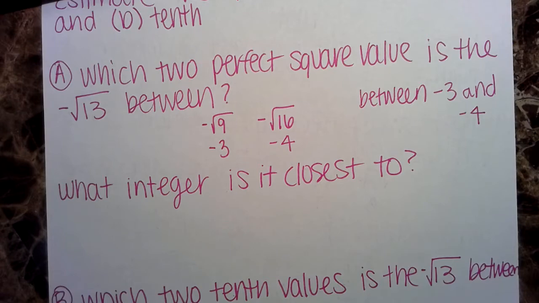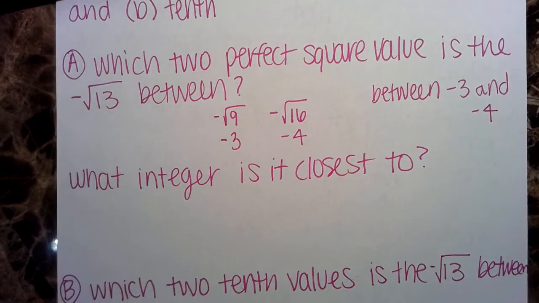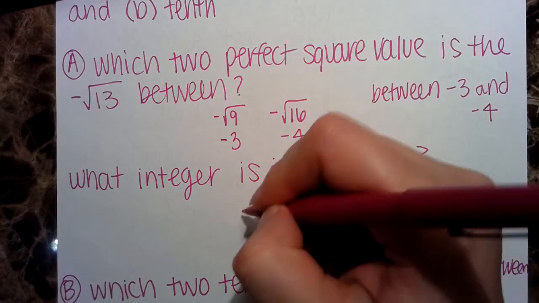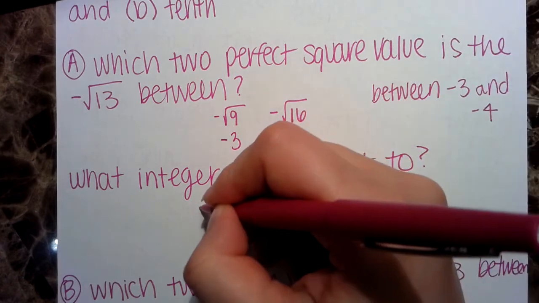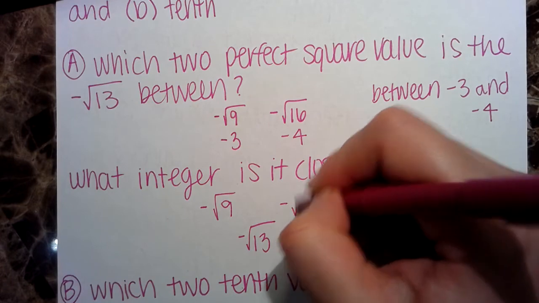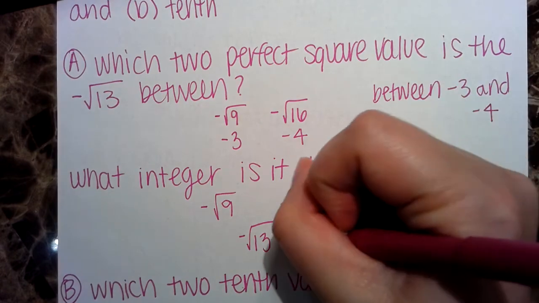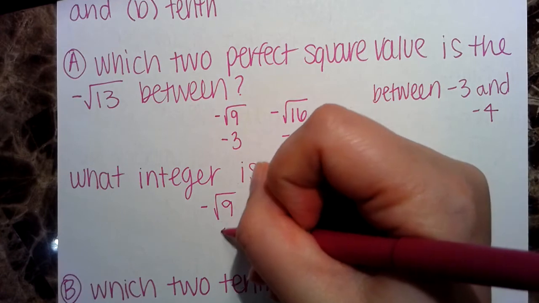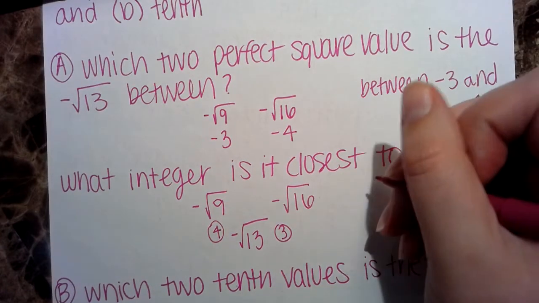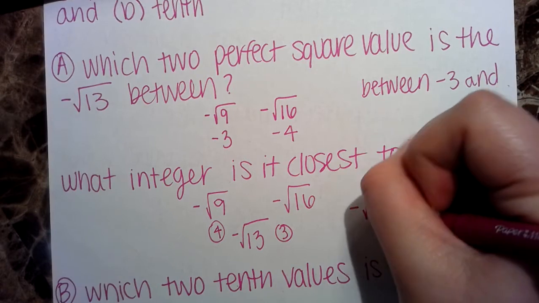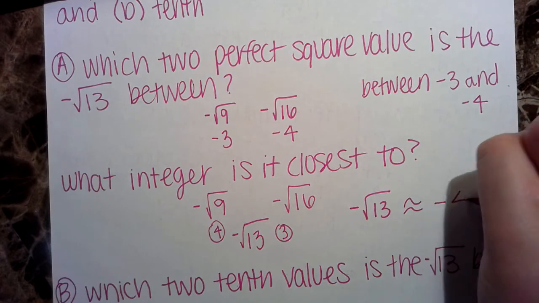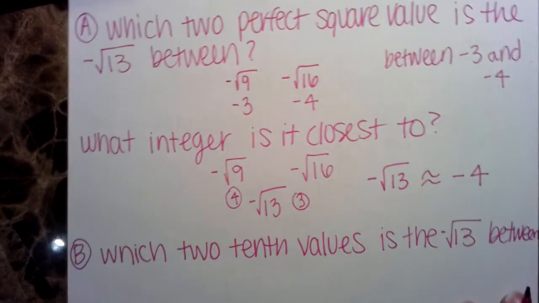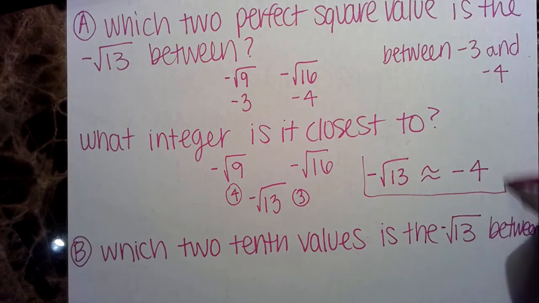Which integer is it closest to? If you think about it, I have negative square root 13, and I have negative square root 9 and negative square root 16. It's 3 away here, and it's 4 away here, so it's closest to... negative square root 13 is approximately -4. Now, that's going to be our final answer for that one.